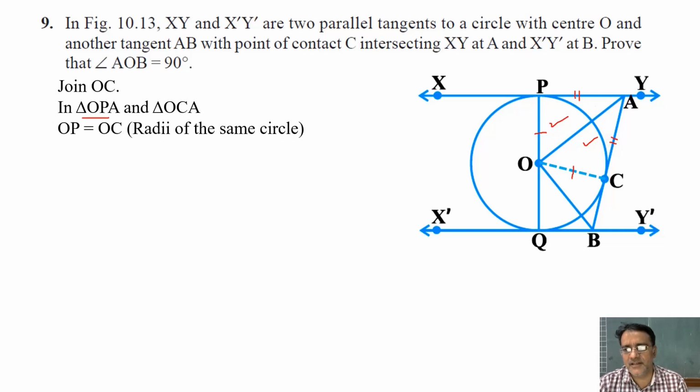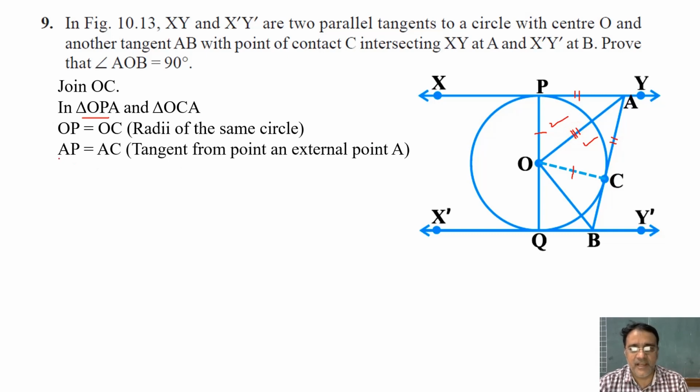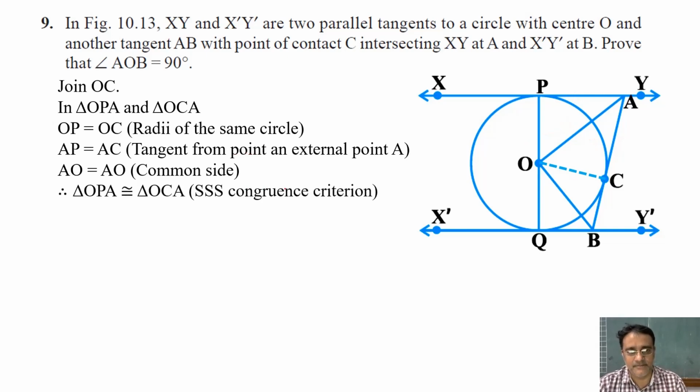Why these two sides? Tangents. Okay, tangents from point A we can write. And what about this one? Common. Fine. So AP is equal to AC, tangents from an external point A, and OA is equal to OA, a common side. So these two triangles are congruent by the SSS congruence rule.